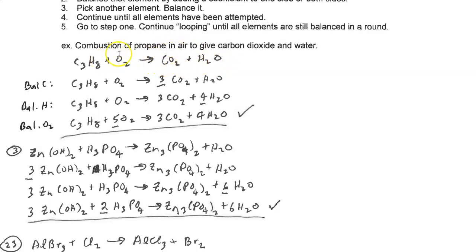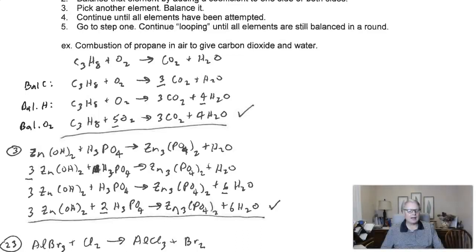Okay, is there any way I can get 3 carbons on both sides? Yeah, what I can do is I can put a 3 in front of the CO2. 3 CO2s gives me 3 carbons, which balances this 3 carbons over here. Okay? Now, when I'm going through this, what I'm going to do is I'm going to rewrite the equation every single time I mess with a coefficient.